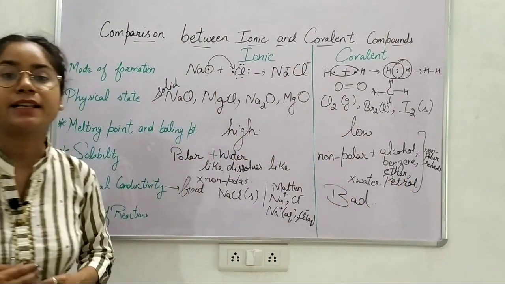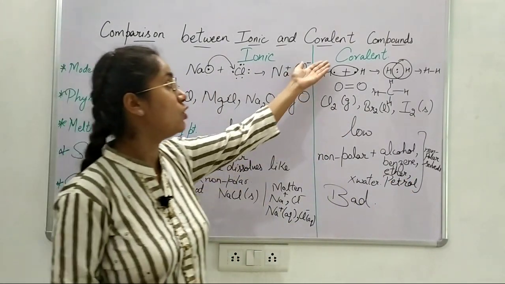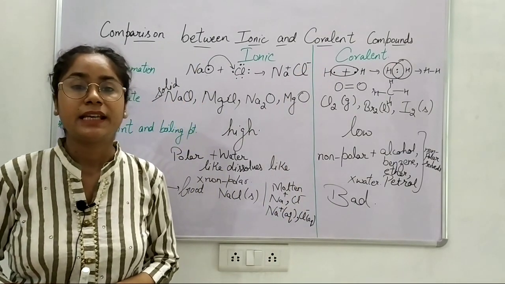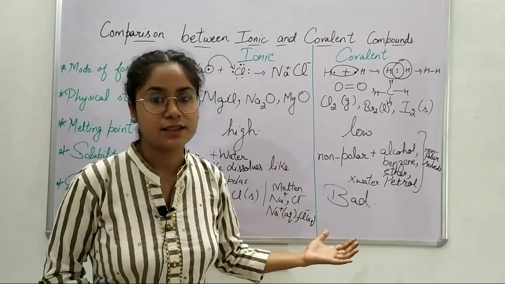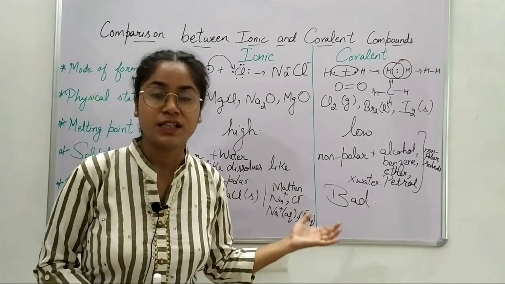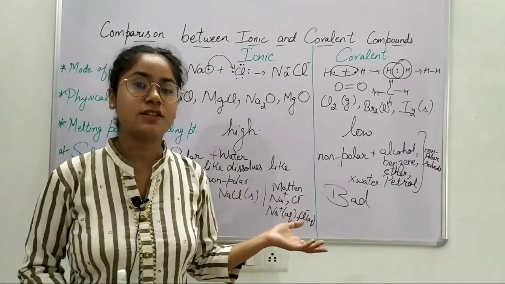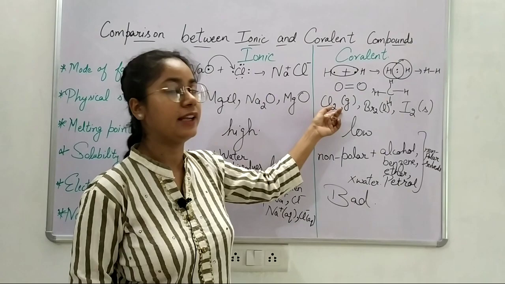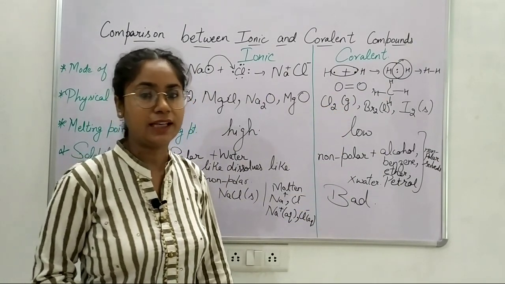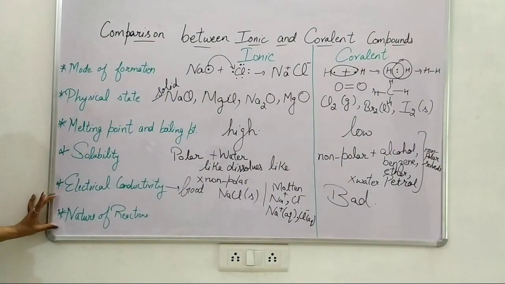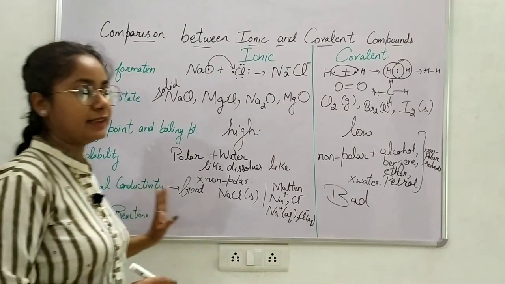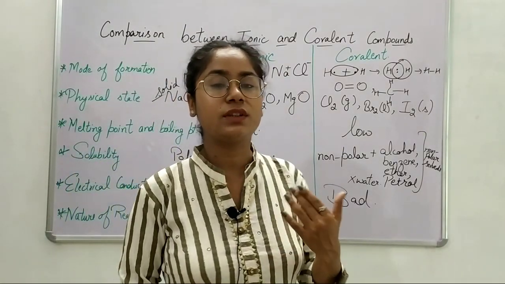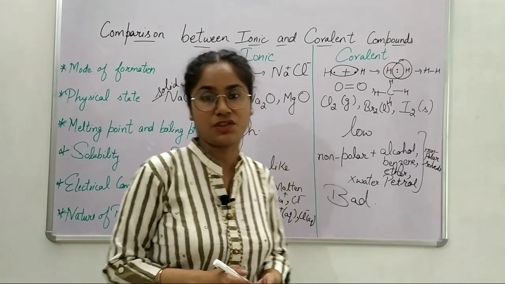Now, why are they bad conductors of electricity? Because they do not possess any ions. If there are no ions, there would be no charge. If there is no charge, there is no conduction of electricity, whether they are solid, liquid or gas. Okay. Now, next one is nature of reactions. That means how do they actually react with each other?